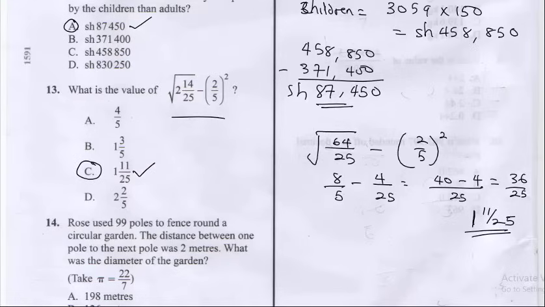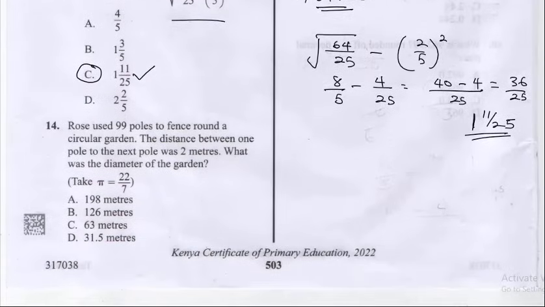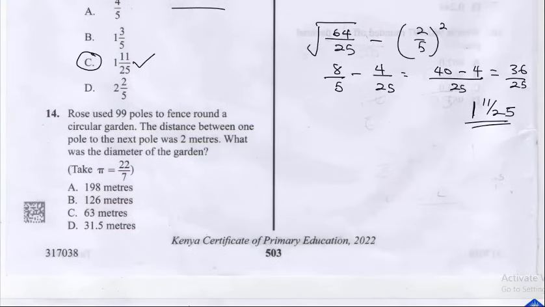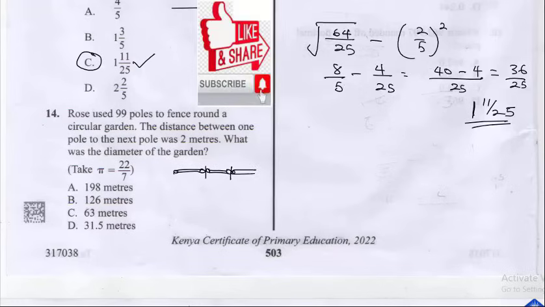So question 14 says, Rose used 99 poles to fence around a circular garden. The distance between one pole to the next pole was 2 meters. What was the diameter of the garden? Now, what I want you to understand from here is, let's assume this is one pole. Let's say the pole were lying on the ground. Now, this is another pole. Now, this is another pole up to 99. Now, notice it said the distance between one pole to the next is 2 meters. That means the length of the pole is actually 2 meters.